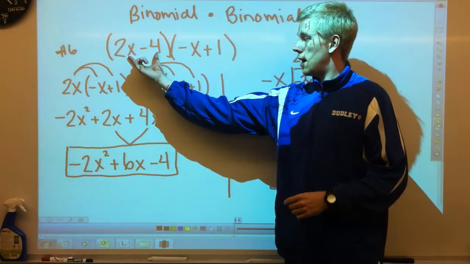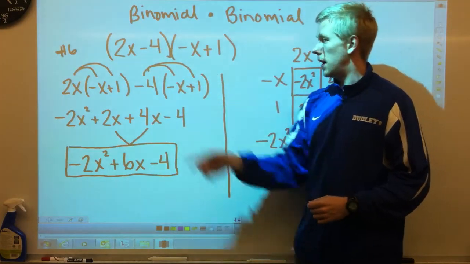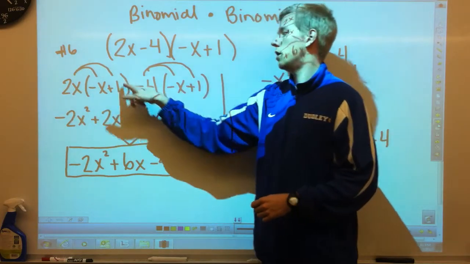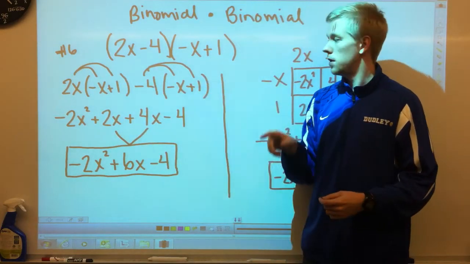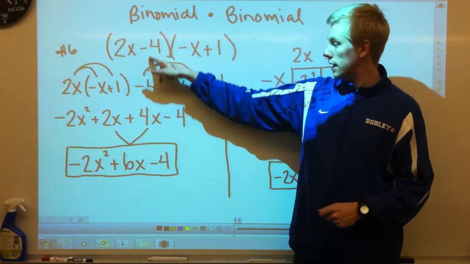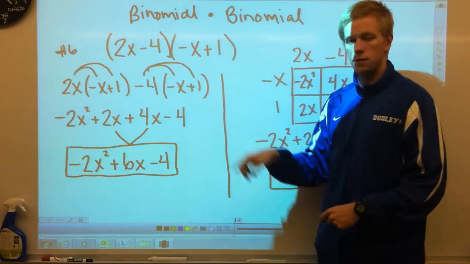I split up my first binomial and distribute it to my second binomial. So I have 2x here. I'm going to distribute it to my negative x, and also to that positive 1 that I have. Then I take my negative 4. Remember, don't forget your sign. I bring that negative 4 down, and I'm also going to distribute it to the negative x and the positive 1.